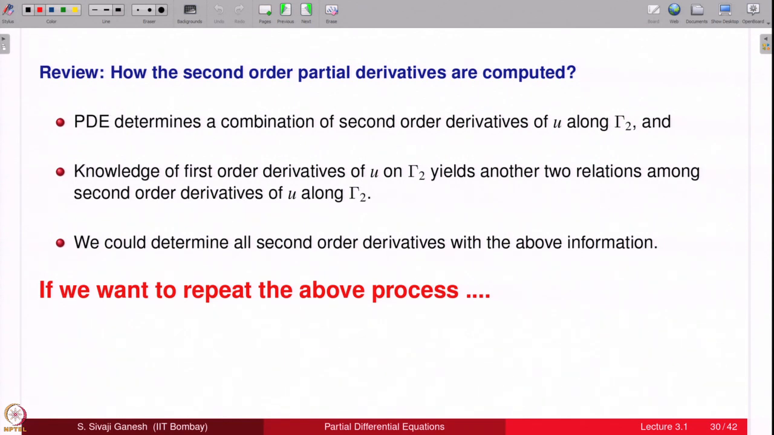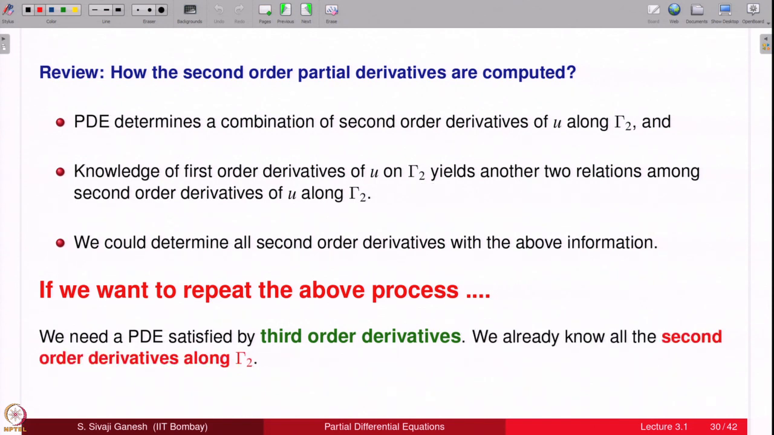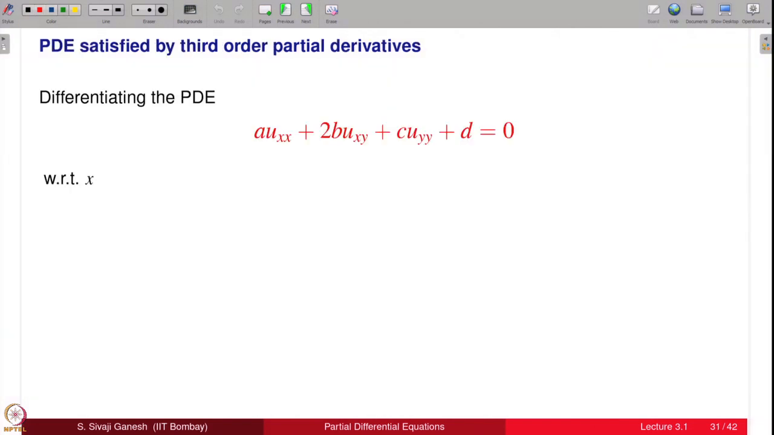Now, if you want to repeat the above process, what you need is a PDE which gives a combination of third order derivatives. How will you get that? Differentiate the PDE. If you differentiate the PDE with respect to x or y, you will get a new PDE which has the third order derivatives in it. Now, second order derivatives we know on gamma 2. Therefore, if you differentiate that, that will give you some more relations which involve third order derivatives of u. This gives a PDE satisfied by the third order partial derivatives we want to find.